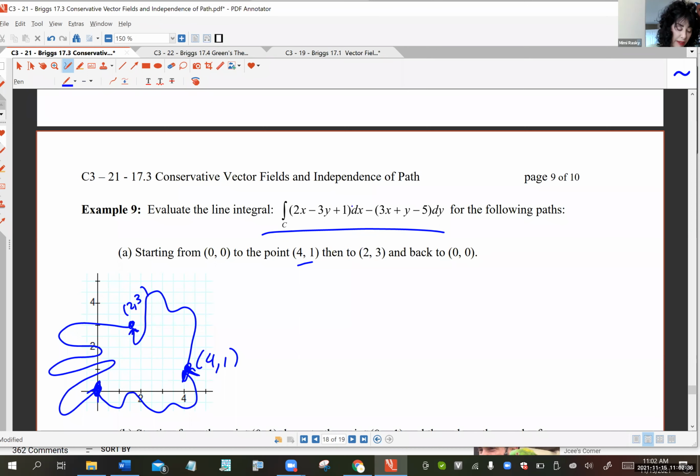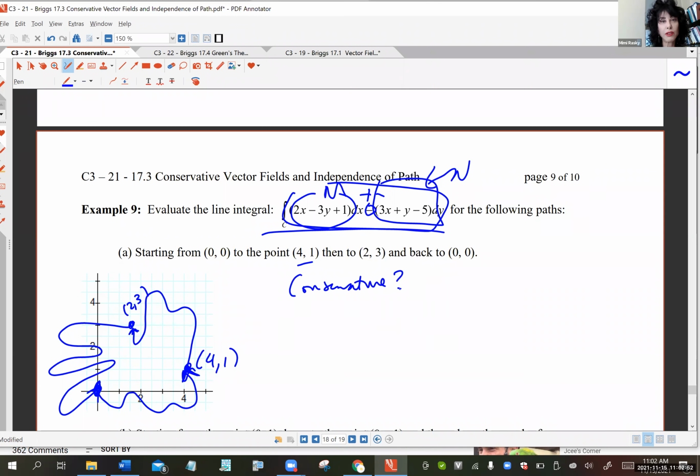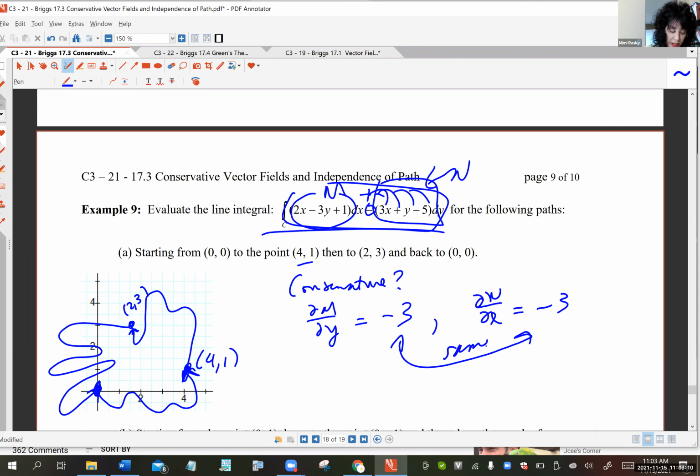But here's what I do have. I've got a differential form and I have an M, and notice there's a minus there, so let's change that to plus a negative. And then I have an N. Let's check to see if it's conservative or not. Because if it is conservative, and this is a closed curve, that'll mean the line integral is 0. So dM/dy is equal to -3, and after distributing the negative, dN/dx is equal to -3 also. These are the same, so yes, it's conservative.